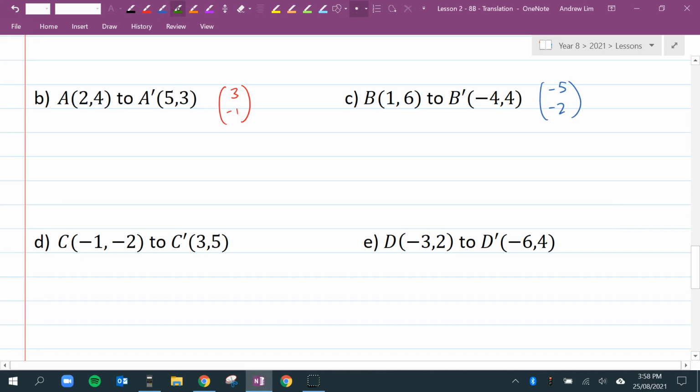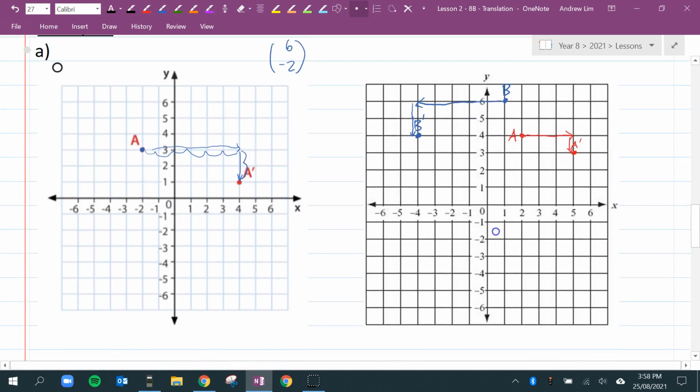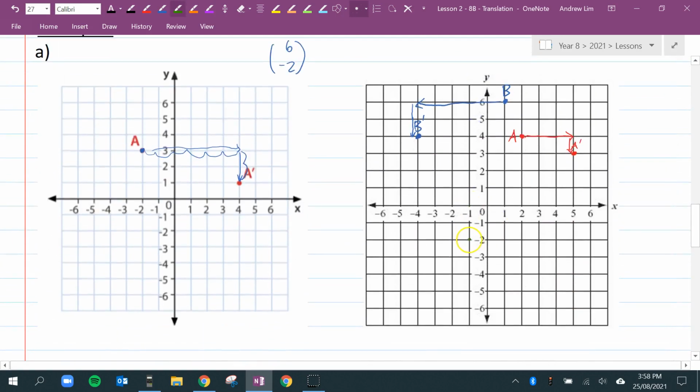Okay, let's have a look at question D. Minus 1, minus 2 to 3, 5. Minus 1, minus 2 is over here, and 3, 5 is all the way up here. That's C dash.